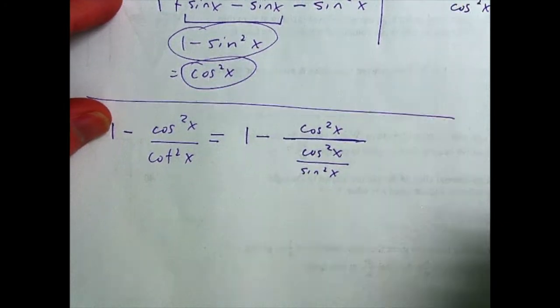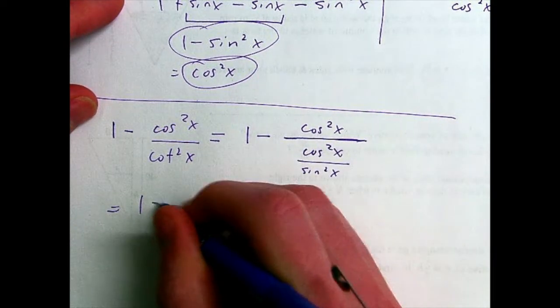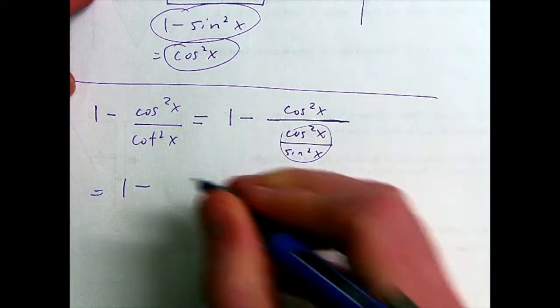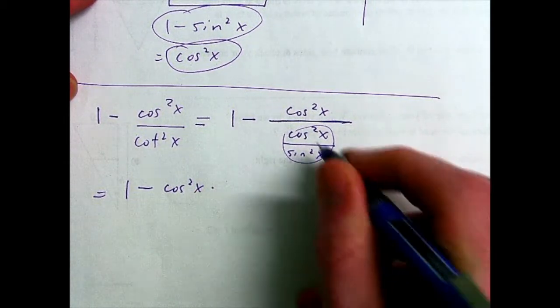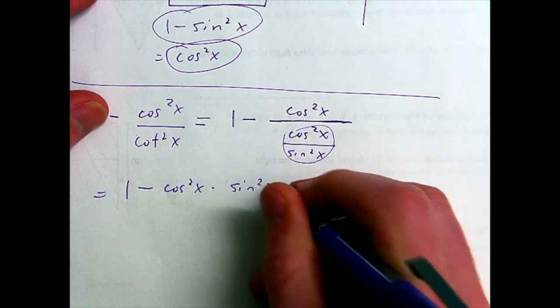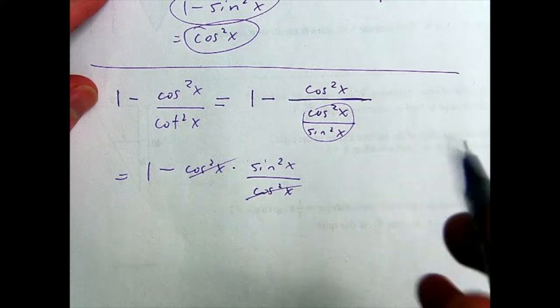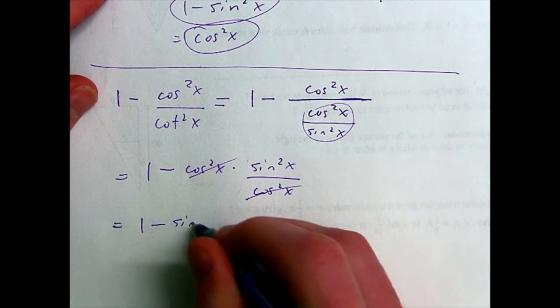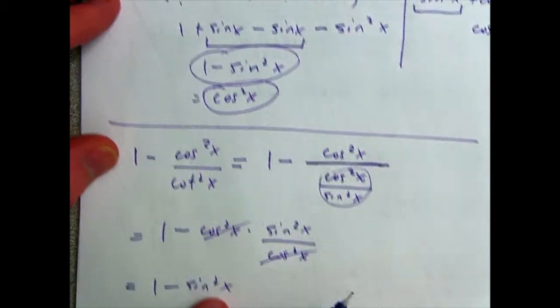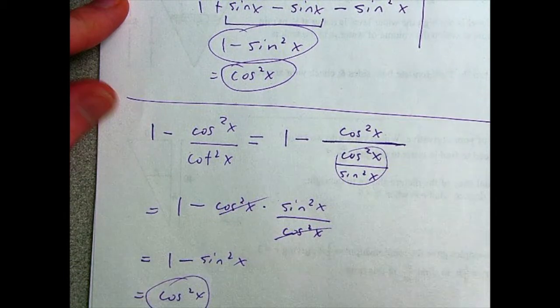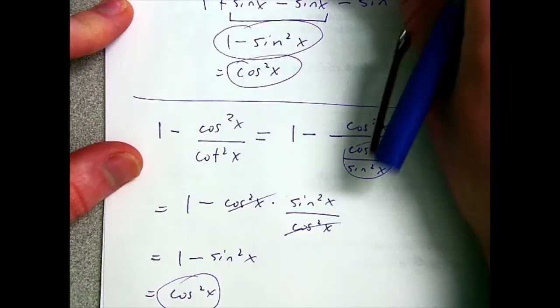Okay, so now what you notice is that I have 1 minus this complex fraction, right? It's cosine squared divided by this fraction here. So that's going to be cosine squared x times the reciprocal of this fraction, that's sine squared x over cosine squared x. Now what you'll notice is that this cancels with this, and we're left with 1 minus sine squared x, which we saw in the last problem is in fact cosine squared x. So this expression also simplified to cosine squared x, somewhat surprisingly. Okay, so that's some examples of simplifying trigonometric expressions.